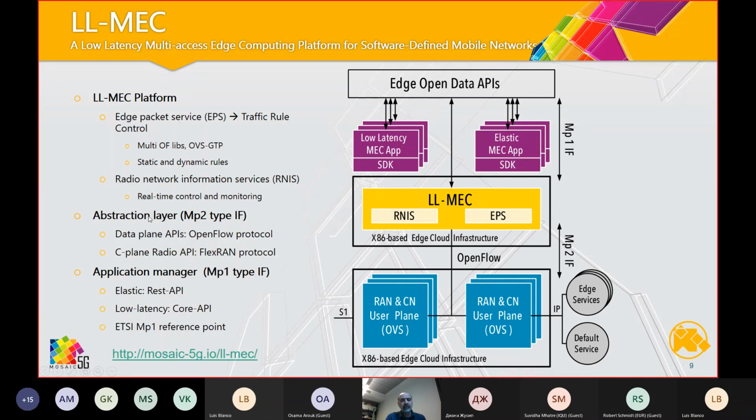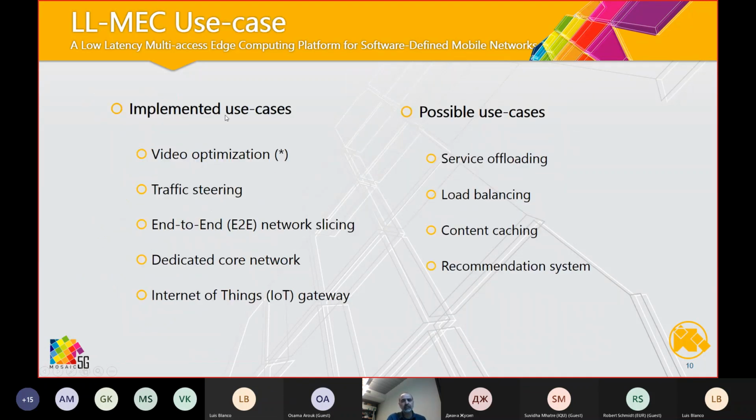And then there are a number of REST APIs and an SDK on the top. So the implemented use case, again, this video optimization I showed you, is a combination of FlexRAN to measure the data rate on the radio, and LLMAC to redirect the traffic to the local video optimizer, right? So they work together to realize, for instance, this video optimization use case.